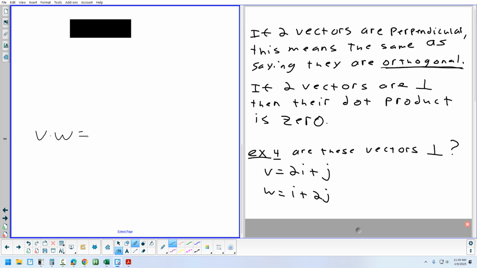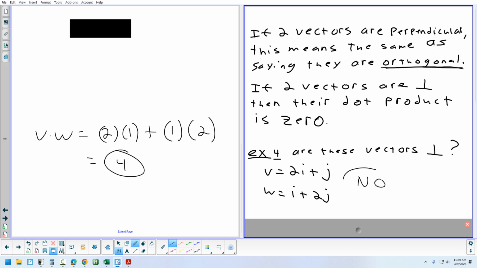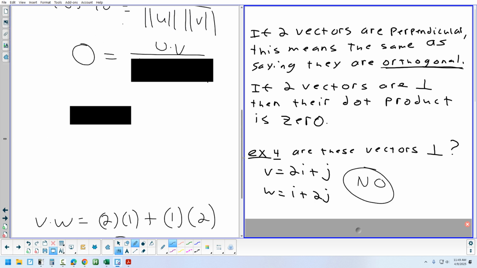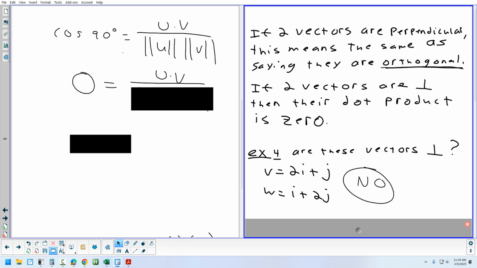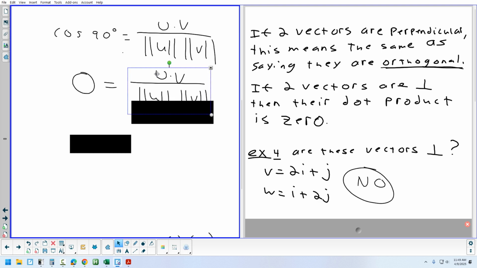2 times 1 plus 1 times 2. That's a dot product of how much? 4. So are those vectors orthogonal? No. Because it doesn't matter what you have in the bottom. If you put a 4 in the top, 4 divided by anything will never come out to 0. And if it doesn't come out to 0, then that's not a 90. And if that's not a 90, then they're not perpendicular.